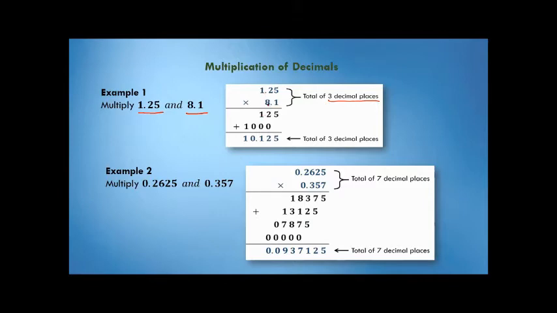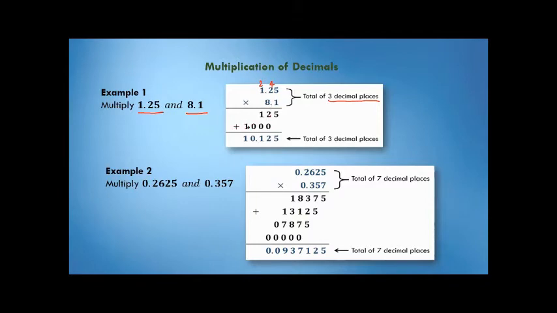Now, 8 times 5 is 40. So, write 0 here, then 4 sa tapat ng 2. Then 8 times 2 is 16, plus 4 is 20. 0 lang isusulat natin dito, then yung 2 ay ilalagay dito. Then 8 times 1 is 8, plus 2, 10. So 10.